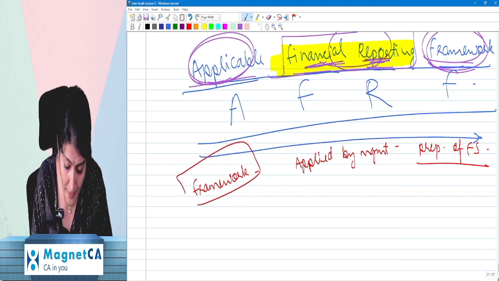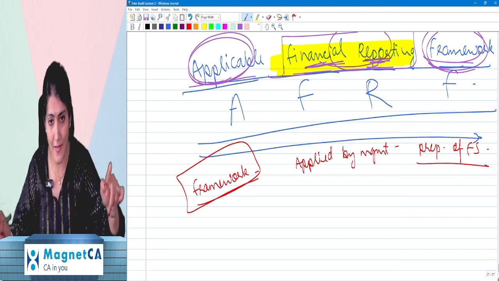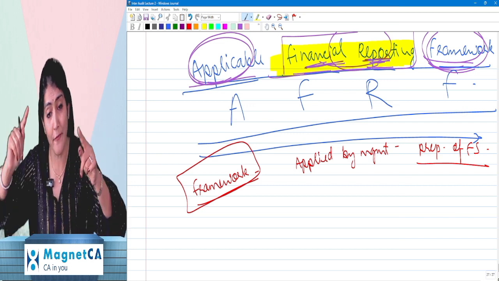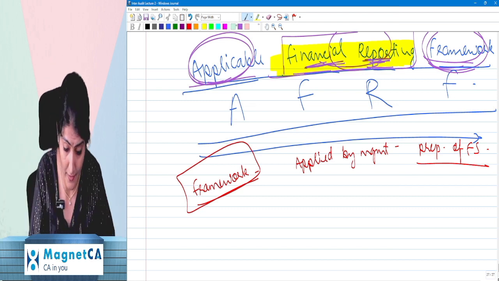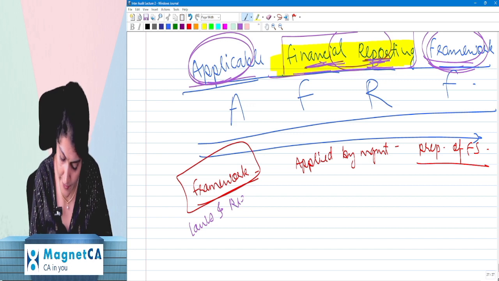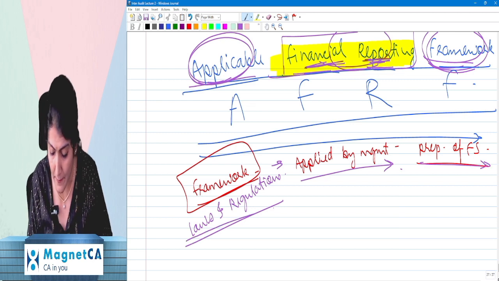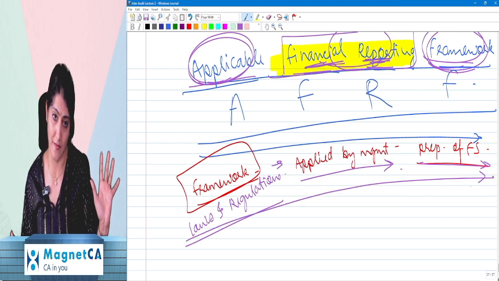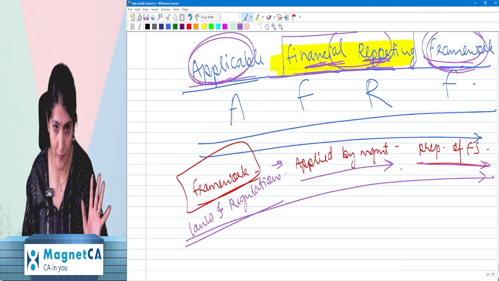Now, what do you mean by a framework? You have been given a boundary: this is what you need to follow when the financial statements are being prepared. So framework is nothing but the laws and regulations which are to be applied by the management in the preparation of financial statements. That is applicable financial reporting framework.